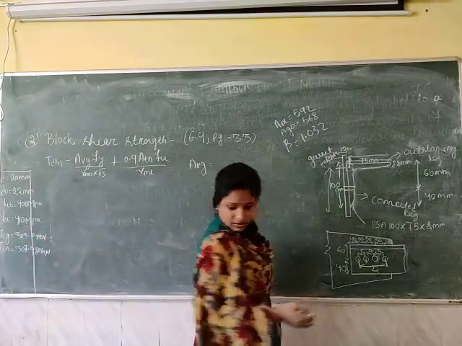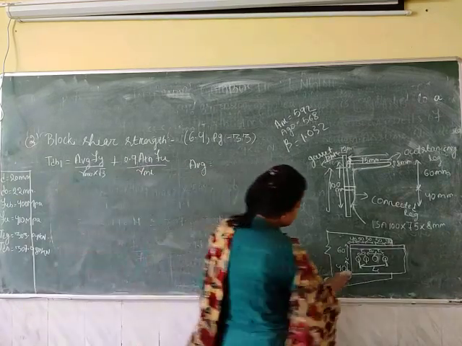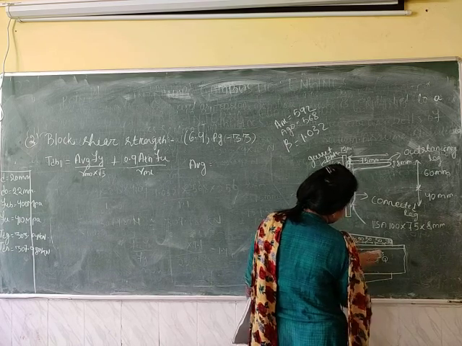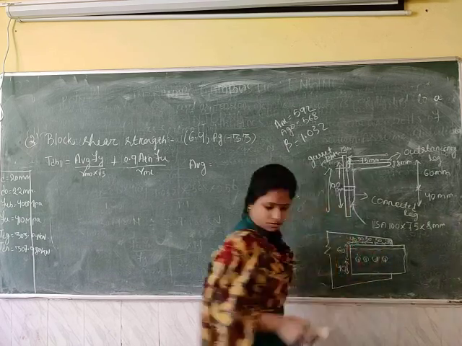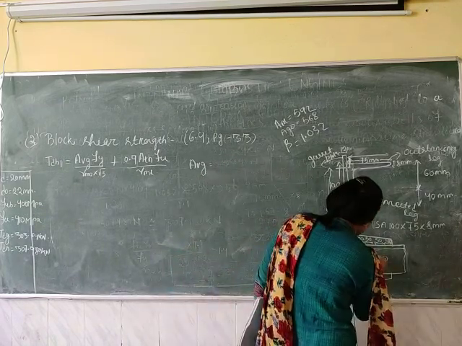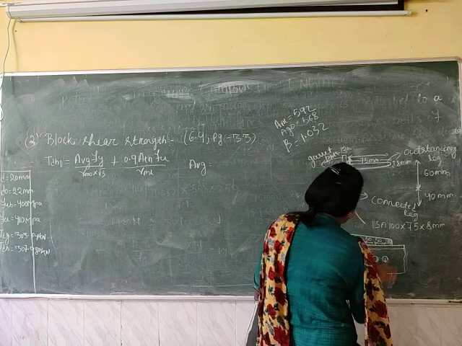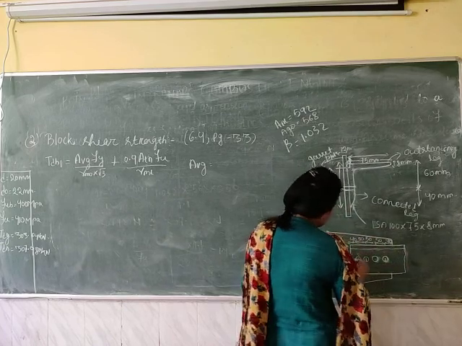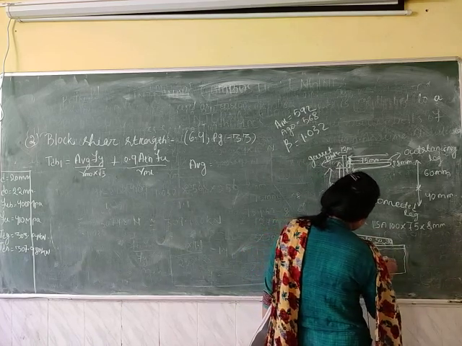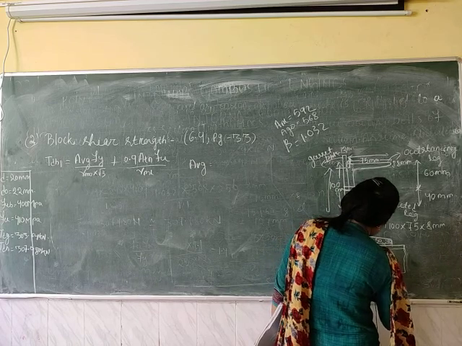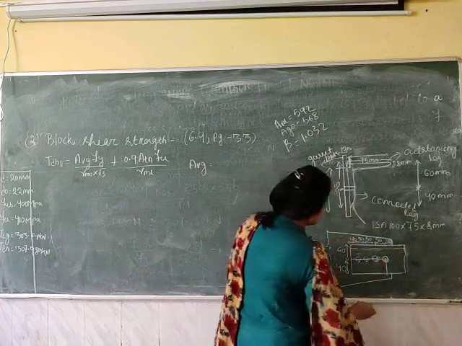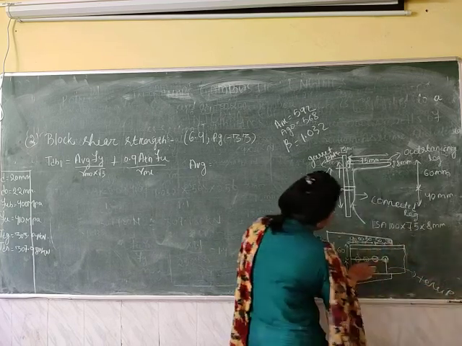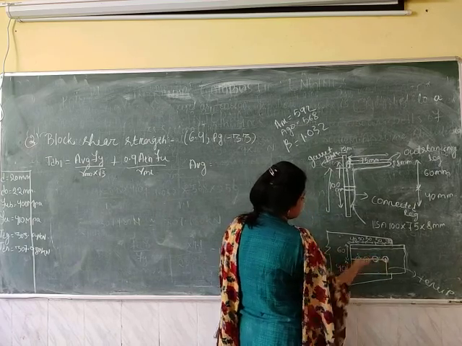So from this you can see the block shear failure due to the tensile load, the block shear failure will happen along this line. Okay, so this is the tensile area and this is the shear area. This is the shear line, this is the tensile line.